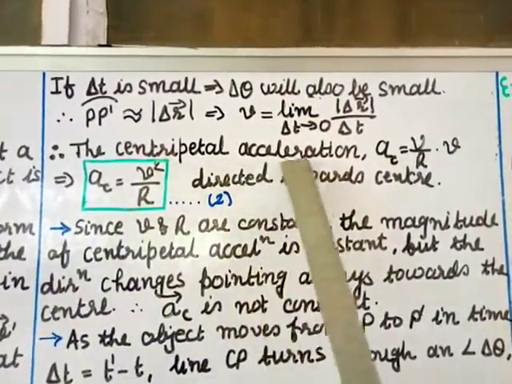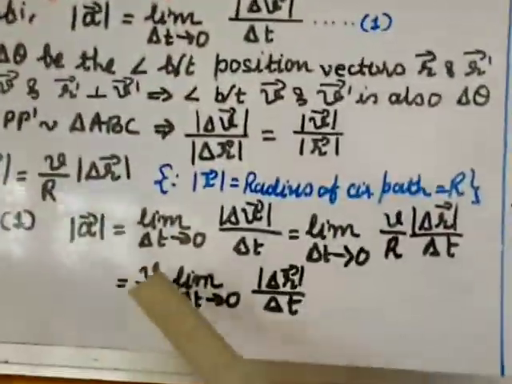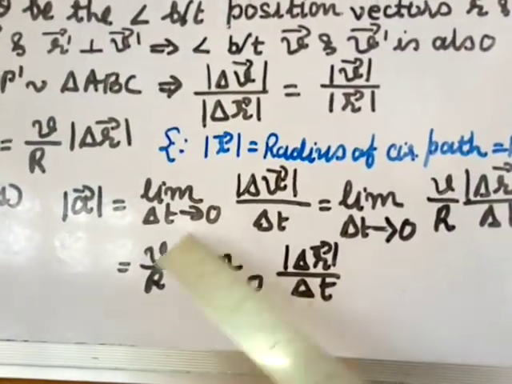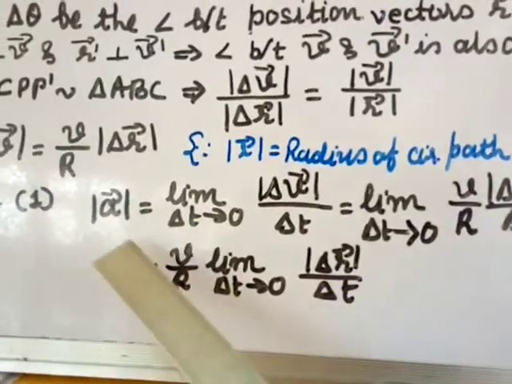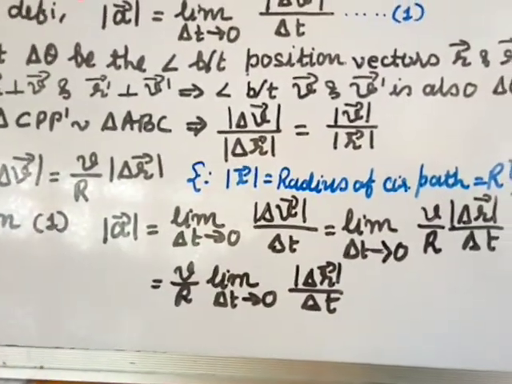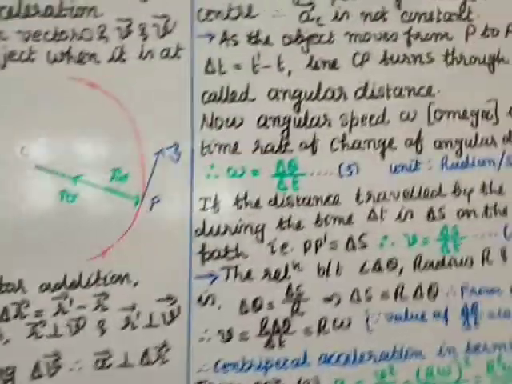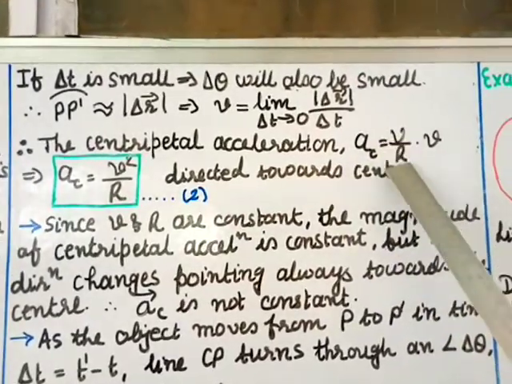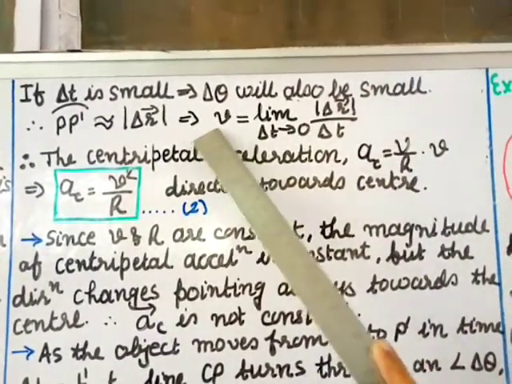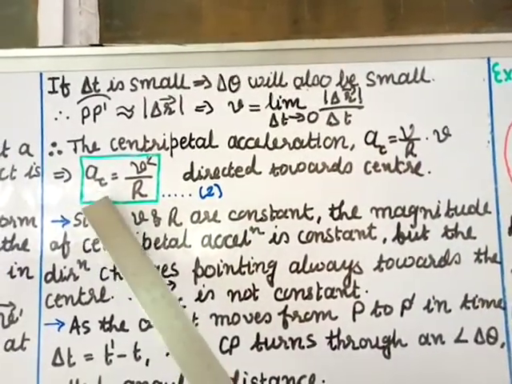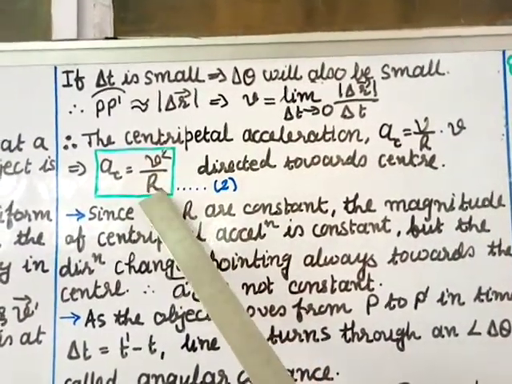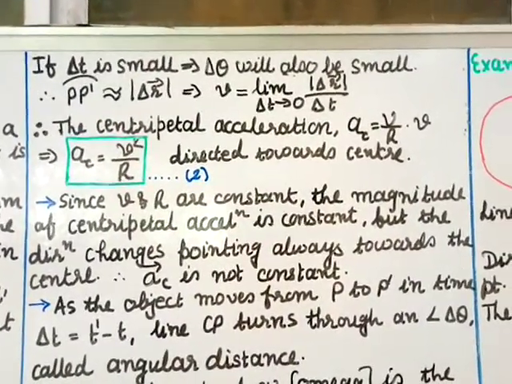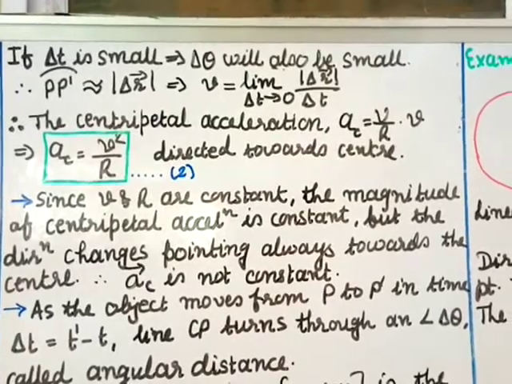Therefore the centripetal acceleration: I take this equation, v by r, limit delta t tends to 0, delta r by delta t, and this value we put as v. Since I already said this acceleration is towards the center, we call it centripetal acceleration, and write symbolically a suffix c. So v by r, and this value I am putting as v here. So you get a_c equal to v square divided by r, directed towards the center. Call this equation 2. Since it is directed towards the center, it is called the centripetal acceleration.